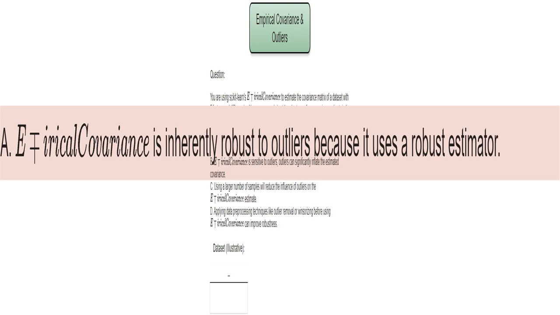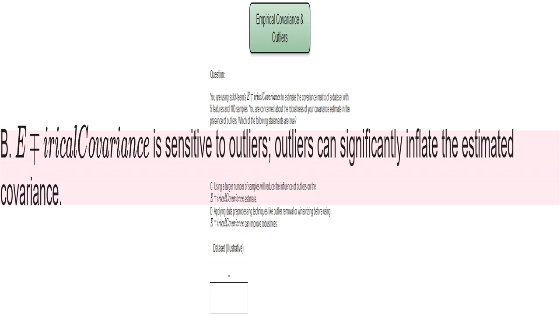This statement is incorrect because EmpiricalCovariance uses the standard method of calculating covariance and isn't designed to handle outliers automatically. It's not a robust estimator. This is correct, because the standard way of calculating covariance is very sensitive to outliers.